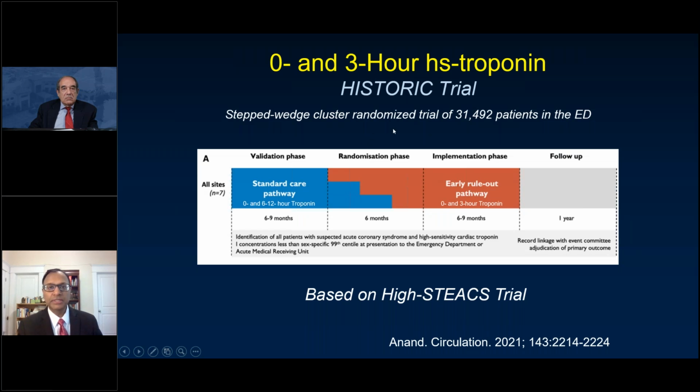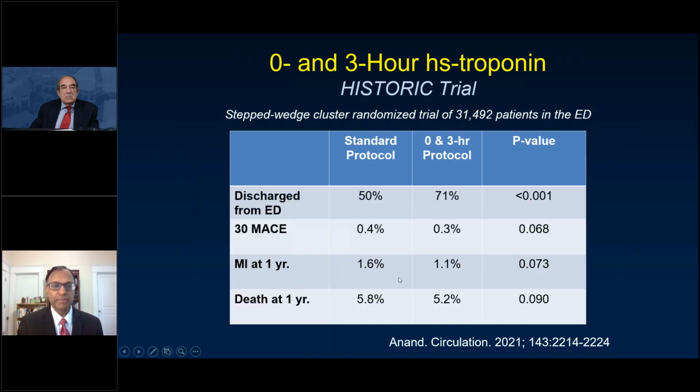What about outcomes? This is the historic trial that was published by Anand and colleagues in Circulation in 2021. This was a step wedge randomized cluster trial of over 31,000 patients presenting to the ED with chest pain, and it looked at a standard care pathway of troponin, looking at a 0, 6, and 12-hour check of troponins, which is what we used to do for old troponin, and a 0 and 3-hour high sensitivity early rule out pathway. And this is what they found in their 31,000 patients.